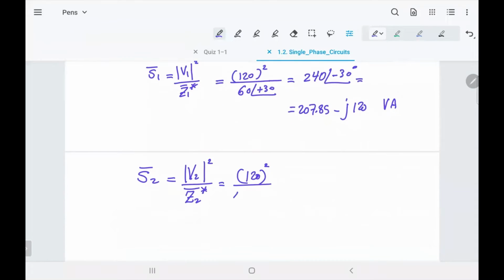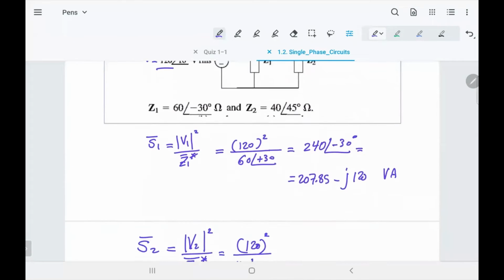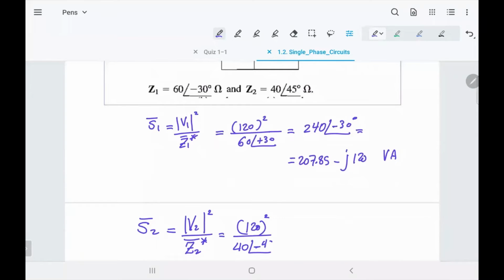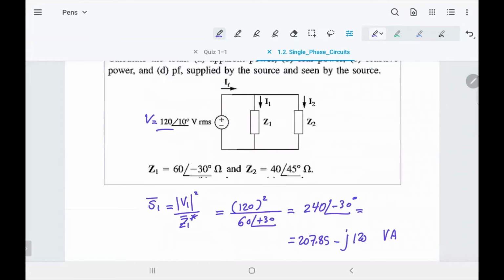So it will be 40, and the angle sign will be flipped to be negative. Because of the absolute value, we ignore that. You ignore the angle, exactly, because of the absolute value. And that's a good question. For example, if you have 120 at angle 10, I don't take the angle, I take only the magnitude.